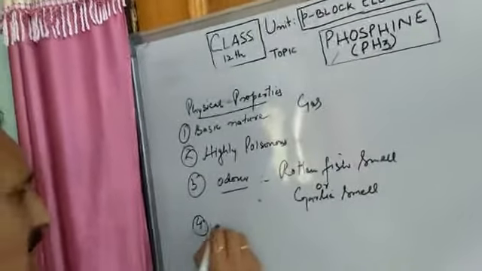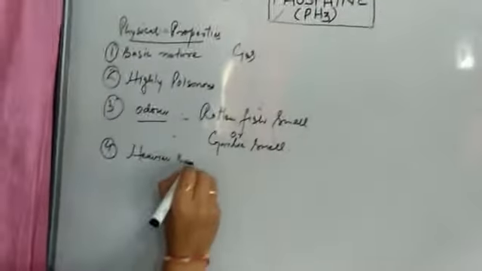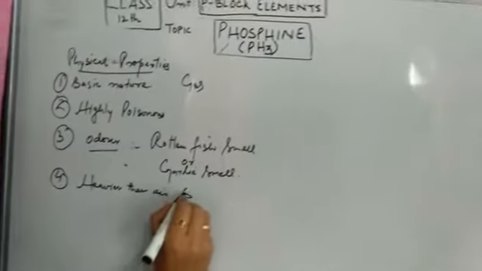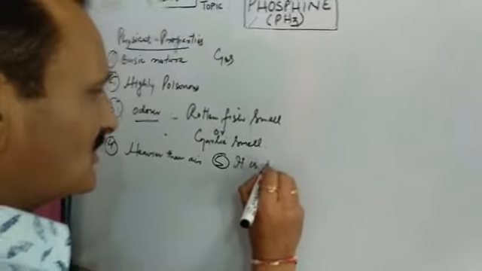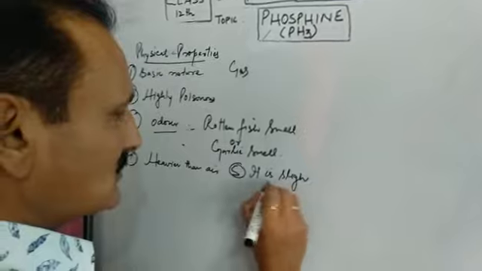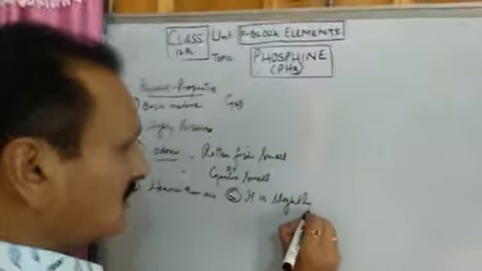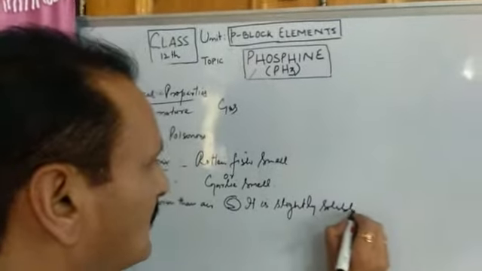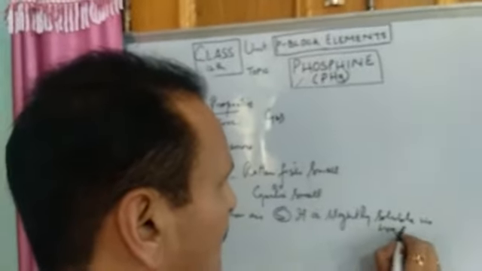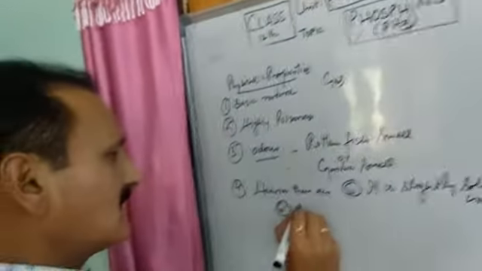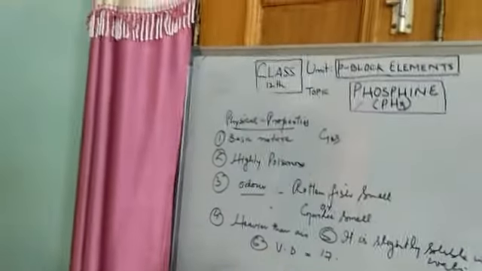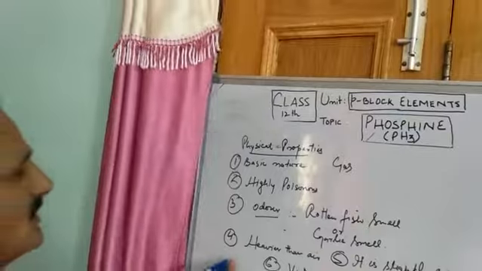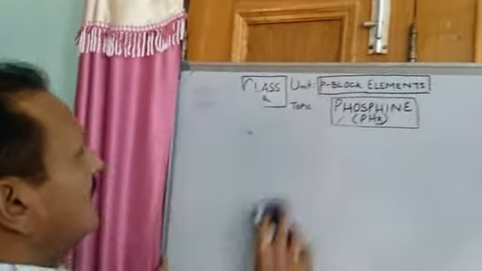Then it is heavier than air. Then comes its solubility. It is slightly soluble in water, not so soluble. Then its vapor density, its VD, is 17. So these are some of the physical properties of phosphine. Now let me go to chemical properties.